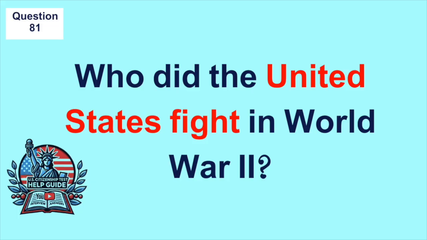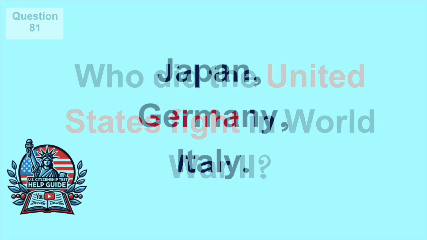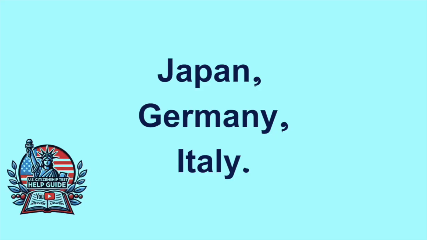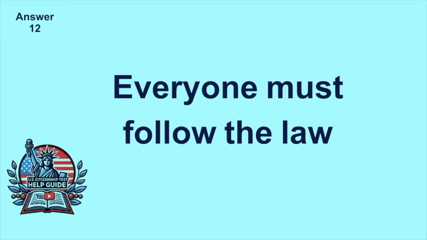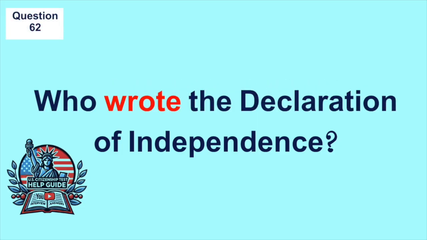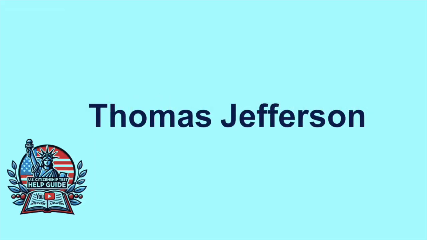Who did the United States fight in World War II? Japan, Germany, and Italy. What is the rule of law? Everyone must follow the law. Who wrote the Declaration of Independence? Thomas Jefferson.